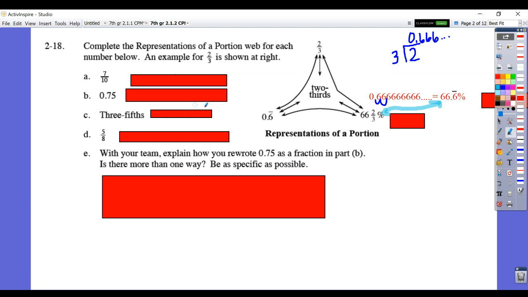If we were trying to change 7/10 to a decimal, we would get 0.7. The words for 7/10 would be 7 tenths. And when you want to go from that decimal to percent, remember again, you're going to move that decimal point 2 places to the right. When you move it 2 places to the right and add the percent sign, you get 70%.